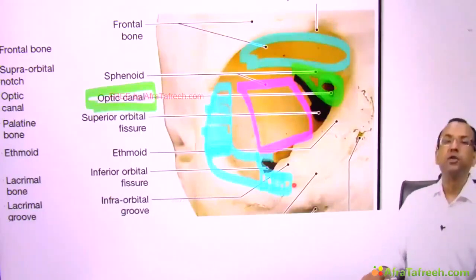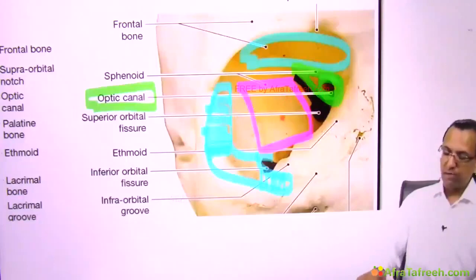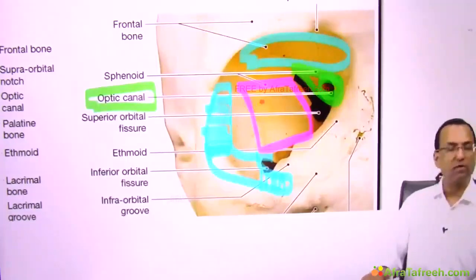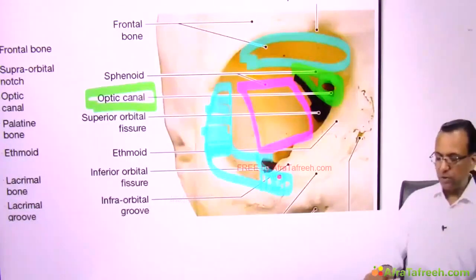So what are the 2 bones in the lateral wall? The 2 bones are greater wing of sphenoid and zygomatic bone, 2 bones at the lateral wall. And what are the 3 bones at the floor? The 3 bones at the floor, one of them is zygomatic, and who is the other?